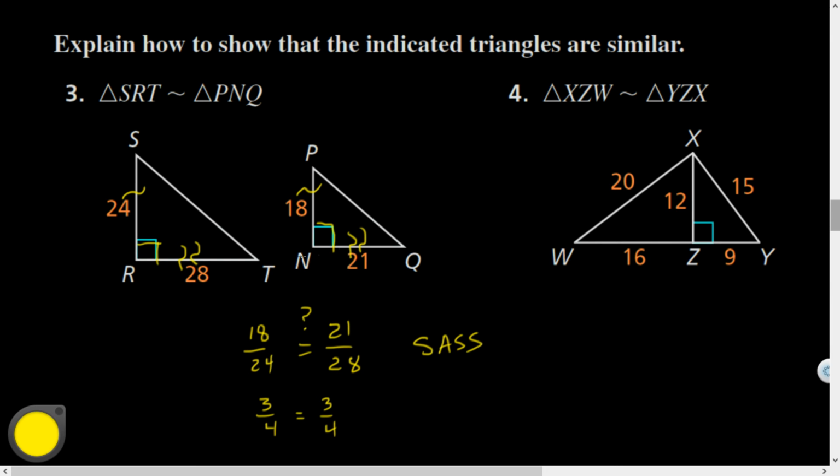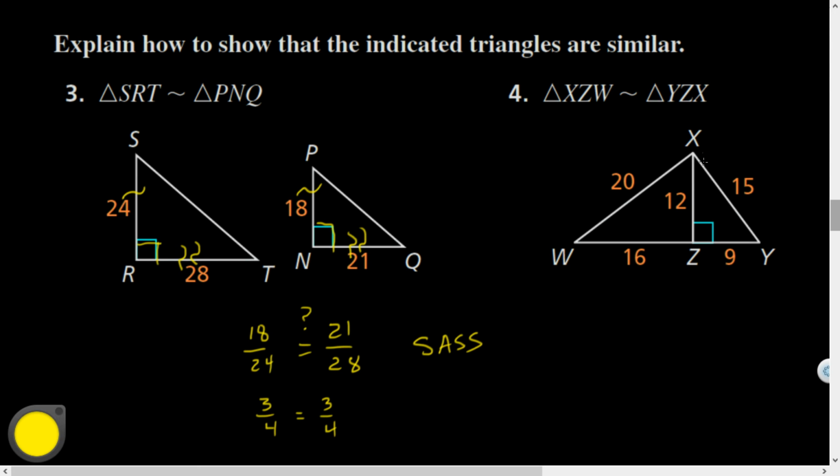Yes. Also, I want to point out, because this is a right triangle, if you guys knew the Pythagorean theorem, which according to 8th grade Common Core standards you do, maybe even 7th grade, I don't remember, you could have found those hypotenuses and then used side side side similarity. And that also would have worked.